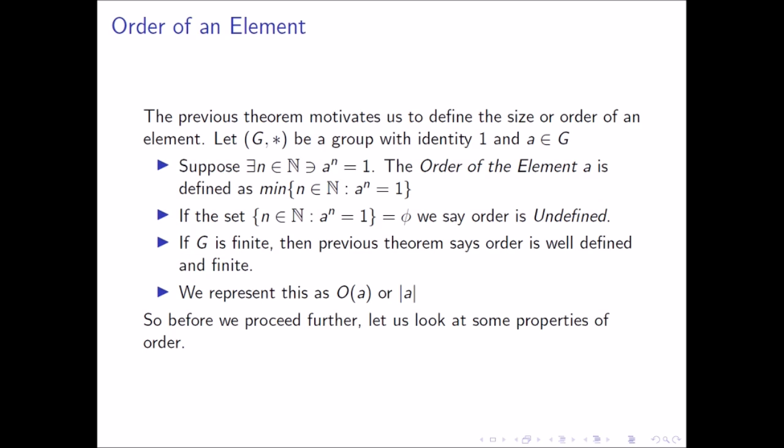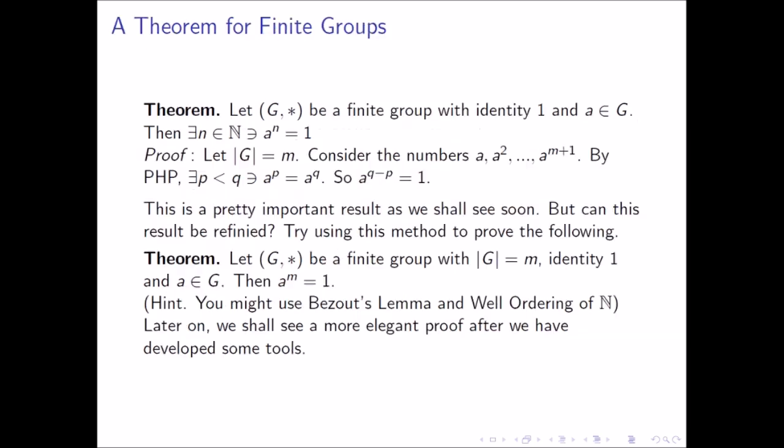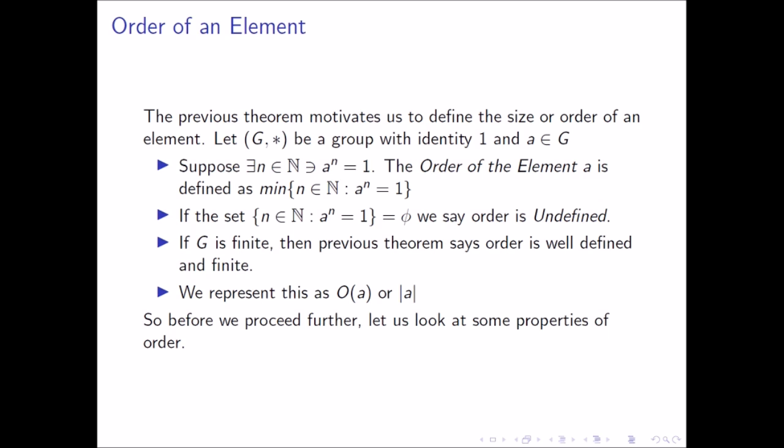So this is a very interesting result in groups. If G is finite, then every element has a defined size or order. This is what our previous theorem tells us. We represent the order as o(a), or simply mod a. Before we proceed further, let us look at some properties of the order of elements.